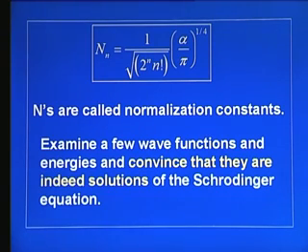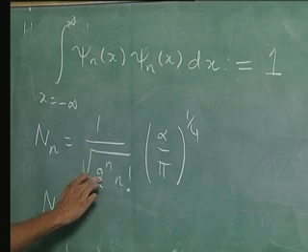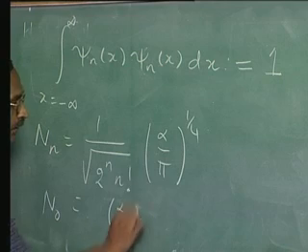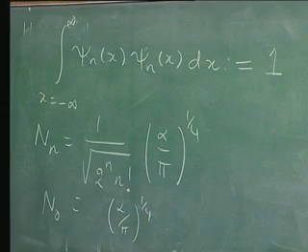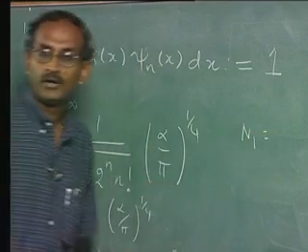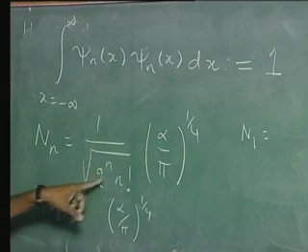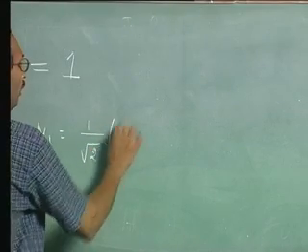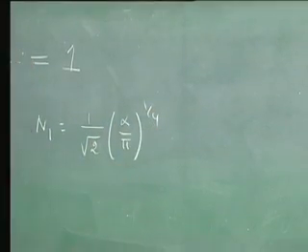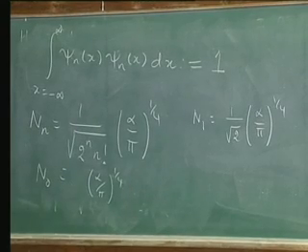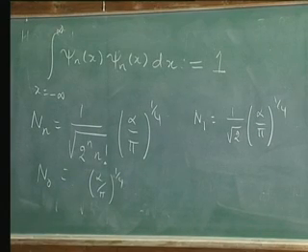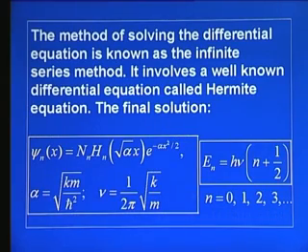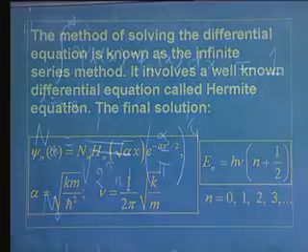When n is 0, for the wave function psi 0, 2 raised to 0 and 0 factorial are all 1. So what you have is alpha by pi to the power 1 by 4. N1 can again be written easily. When n is 1, it is 1 by root 2, and 1 factorial is 1. So N1 is 1 by root 2 alpha by pi to the 1/4, and so on. By substituting the corresponding values of n, you can generate all the normalization constants, and therefore the solution psi n, let's summarize.